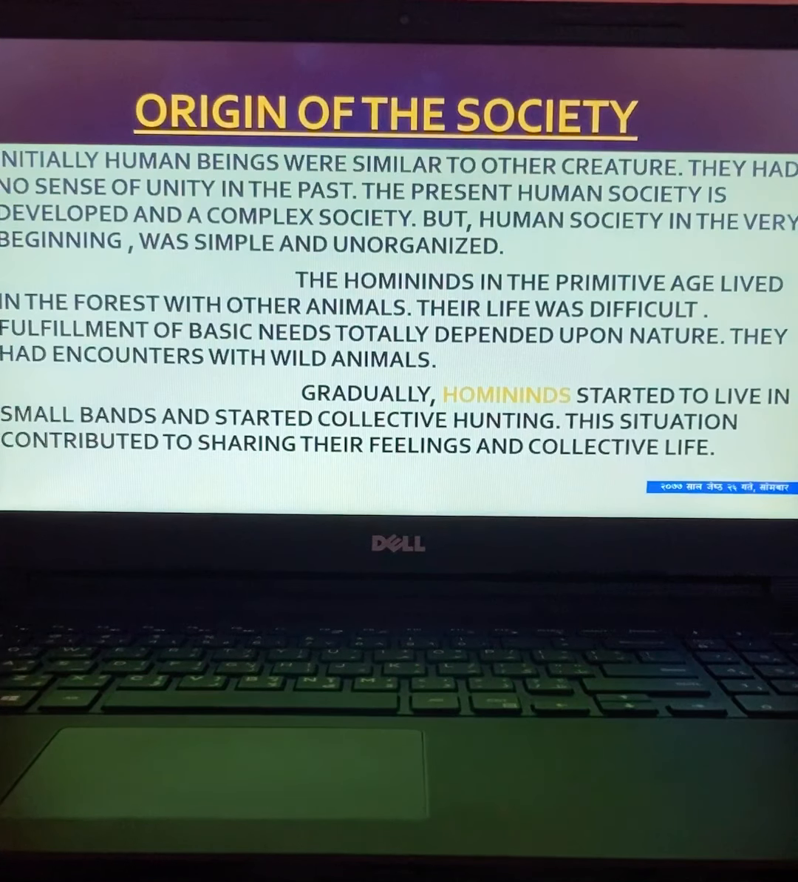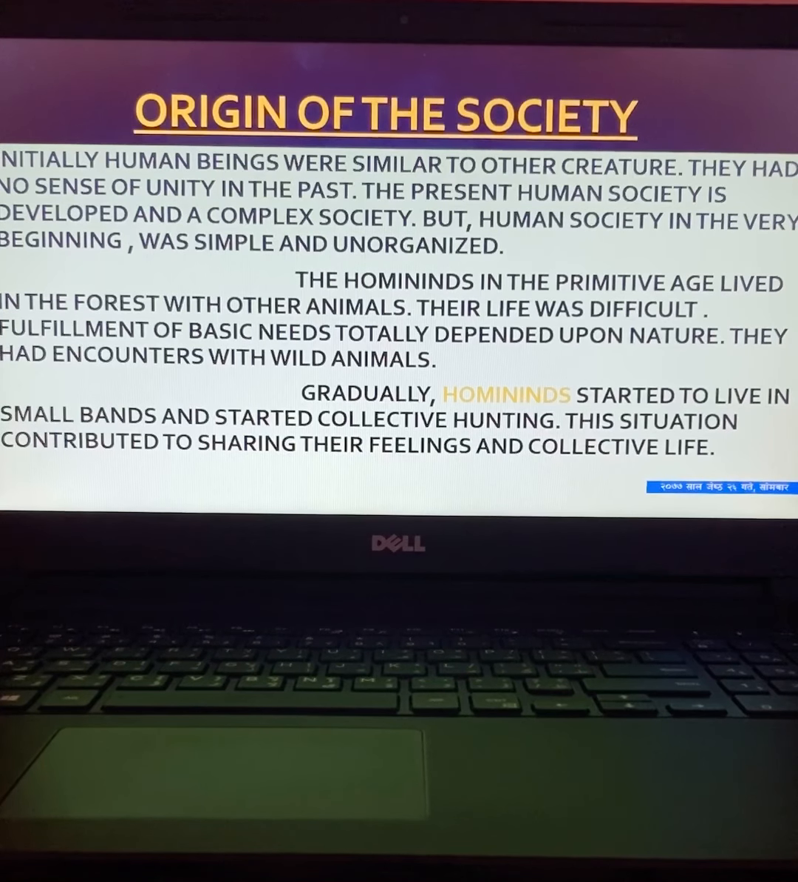Next is the origins of the society. Origins of the society means how the society is actually formed, how the society actually originated. Seven million years back, the human lineage separated from the chimpanzees or the apes. And after that, human evolution started.